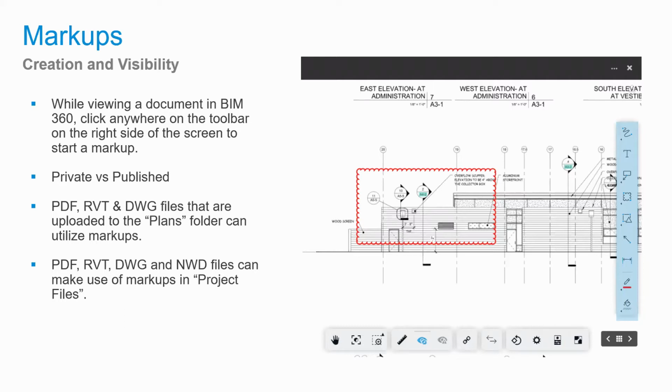We have the private versus published. Private markups are only visible to the user that created them and can be deleted. Published markups are visible to the entire team, assuming they have access to the view folder. Published markups cannot be deleted, they can only be archived. The default setting is set to private, only the creator can view it. Published markups are visible to all project members with proper permissions to the folder where the documents are located.